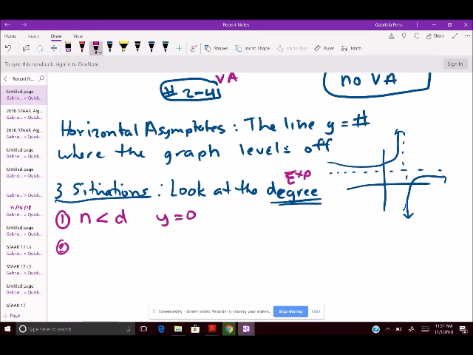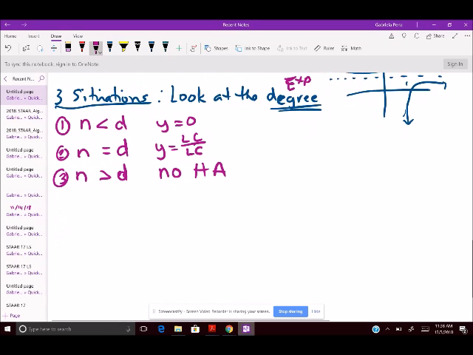Situation number 2. If the degree of your numerator is equal to the degree of your denominator, then your answer is going to be LC over LC. We have been using LC for leading coefficient. So you're going to look at the numbers up in the front, and that's going to be your answer. If your numerator degree is greater than the degree of your denominator, then there is no horizontal asymptote. So we're going to have one of each, so you see how simple it is. It's not that bad, I promise.